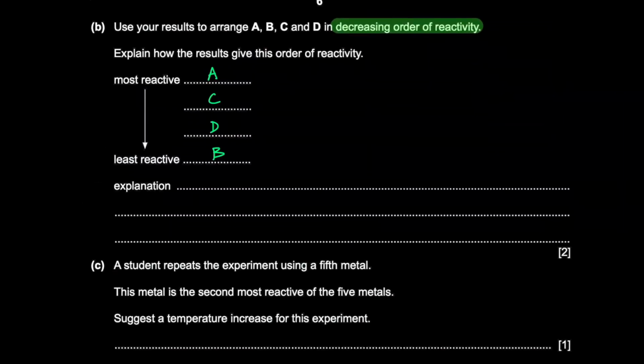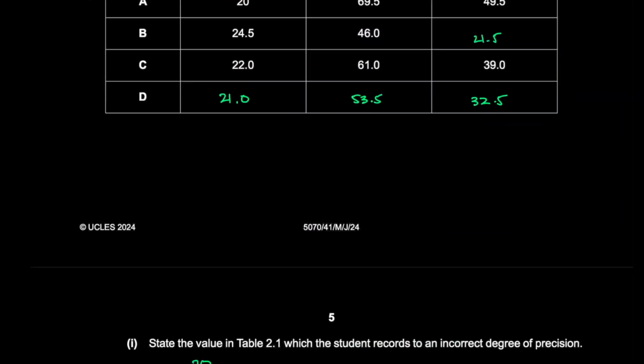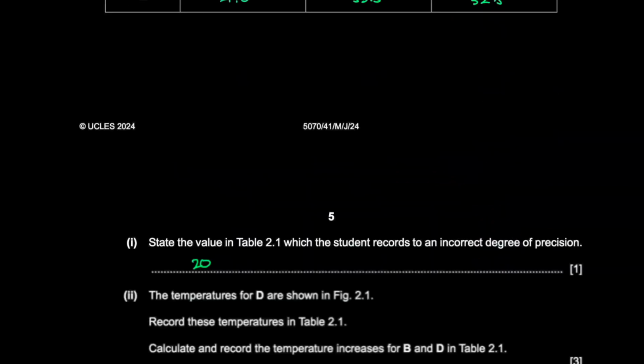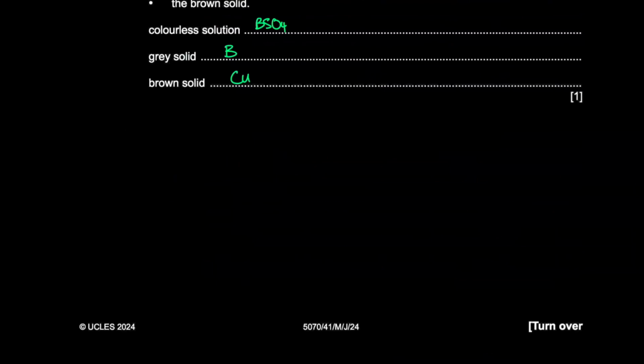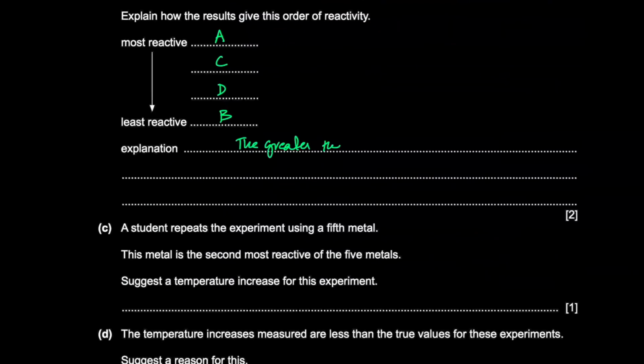And the explanation here is that the greater the temperature change, the more reactive the metal. If we look at the table again, the one with the highest temperature increase is the most reactive, followed by C, followed by D. So the greater the temperature change, the more reactive the metal.